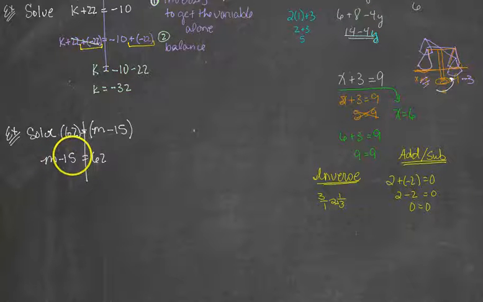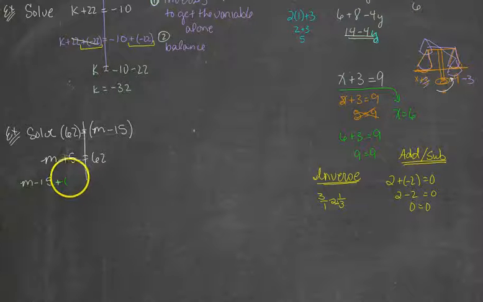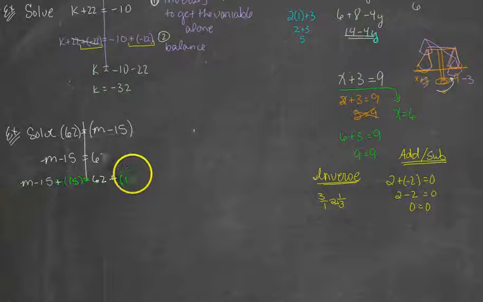I'm going to add the opposite of negative 15. So I have m minus 15 plus the opposite of negative 15, and the opposite of negative 15 is a positive 15, equals 62 plus the opposite of negative 15. So the part that's new, this is the inverse that's going to get rid of my negative 15, and then plus positive 15 on the other side is the thing that keeps it in balance. Now I can go ahead and start to reduce.